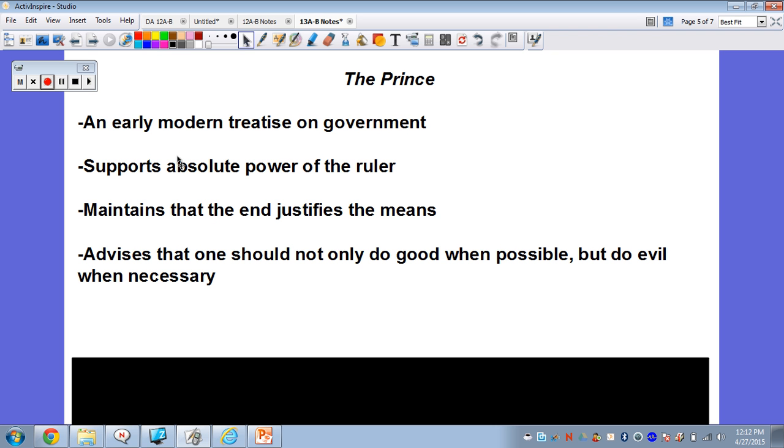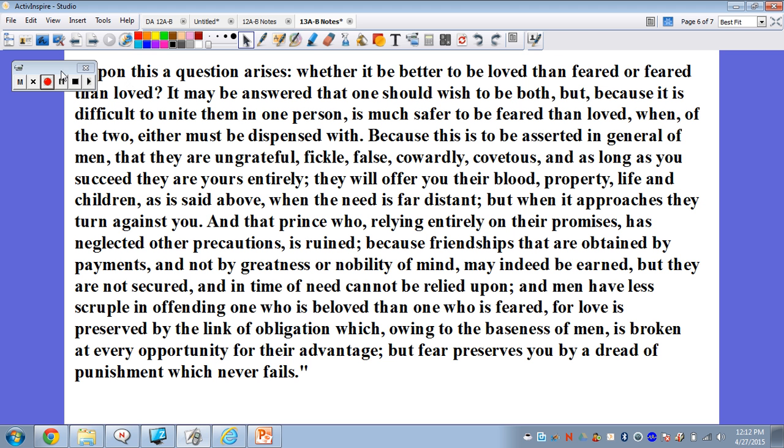And then he advises that one should not only do good when it's possible, but do evil sometimes when it's necessary. And here is a quote that reflects that, and that's all for this video.